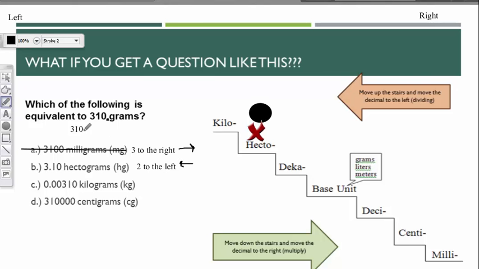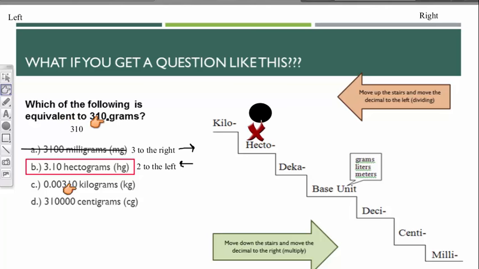Okay, so my decimal is behind the 0, and I'm going to go 1, 2. So that would mean 310 grams is equal to 3.10 hectograms. Oh, look at this. This answer so far is correct. So I'm going to circle it just so far. Double check all the other ones just to make sure you didn't make a mistake. So let's check out C and D.